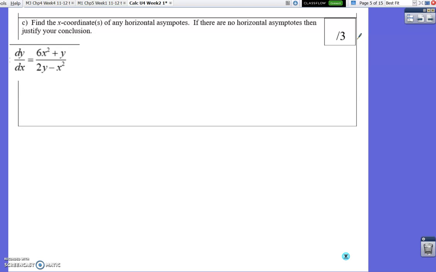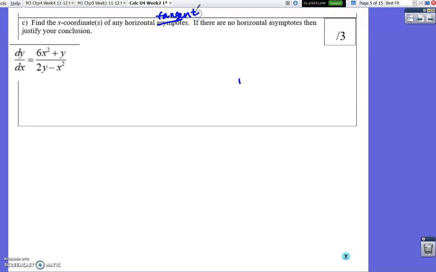There aren't any. The reason being that as x gets very, very large, y gets really, really small. And as x gets really, really small, y gets really, really large. And I only know that by looking at the picture. But what this was supposed to say is find the x-coordinates of any horizontal tangent lines.